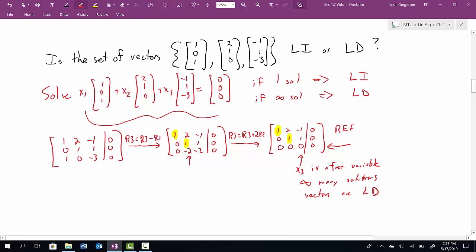So we can see that to figure this out, what I'm going to do is set up to solve the homogeneous vector equation. I'm going to form my augmented matrix. I'm going to row reduce to REF form. And then, if there's only one solution, the vectors are linearly independent. If there's more than one solution, the vectors are linearly dependent.